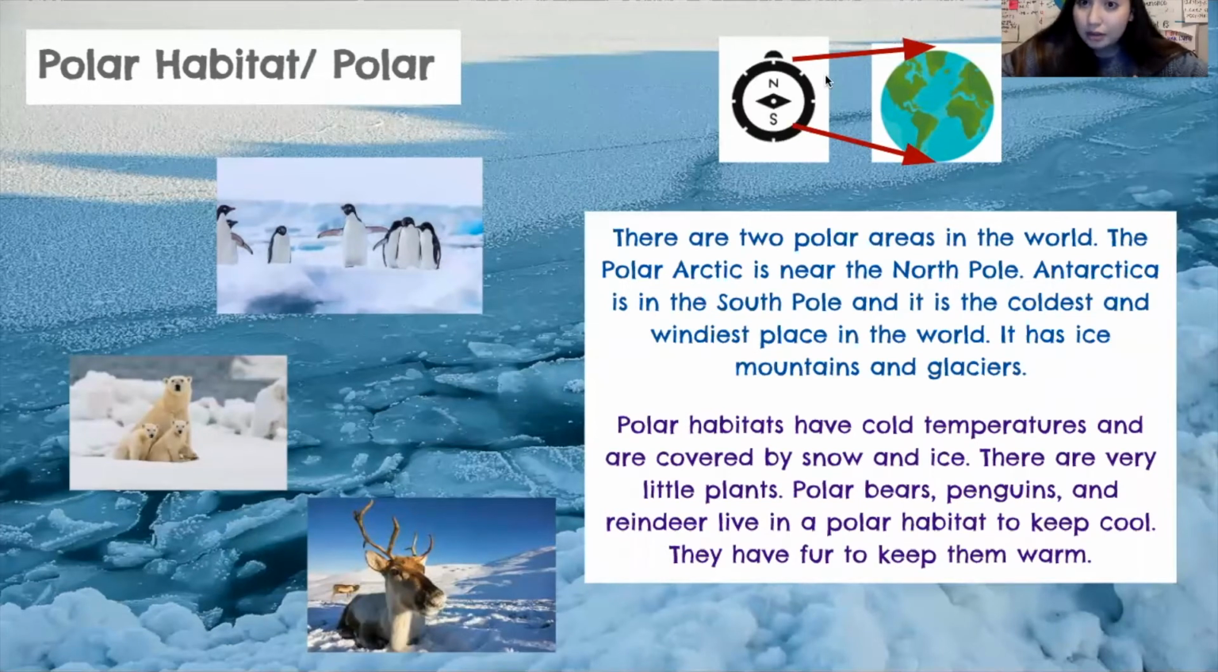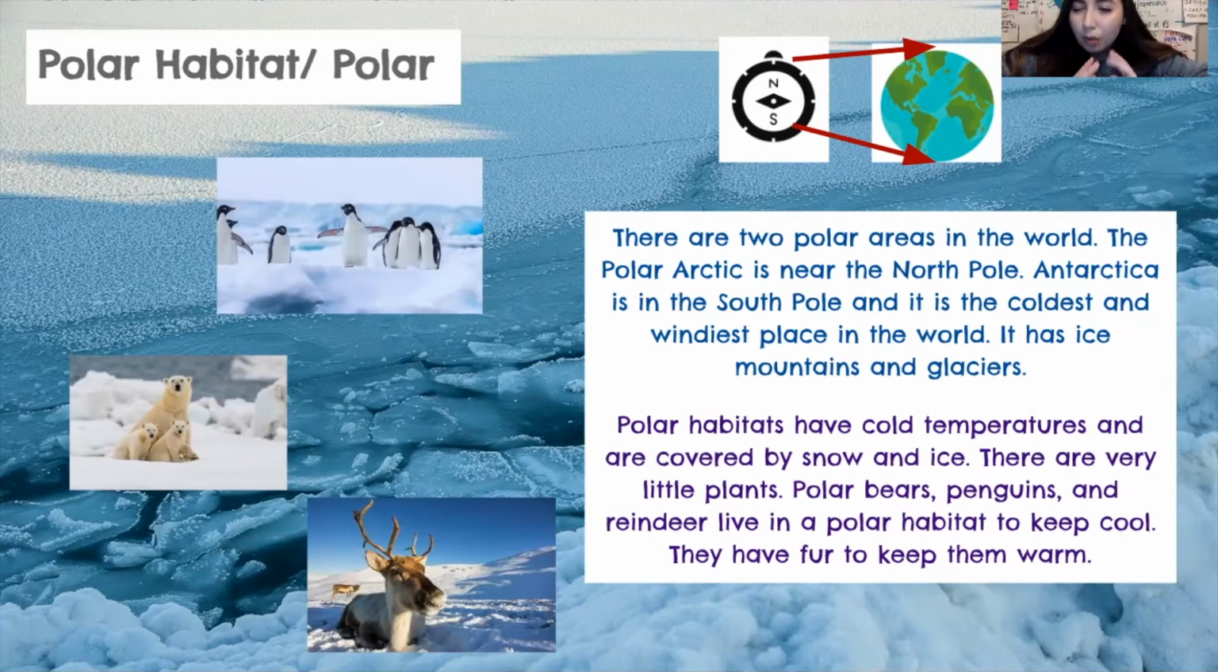The first one is the North Pole, right? Where Santa lives. The North Pole, that's at the top of our world. That's where one polar habitat is. And the second one is down here below in Antarctica, and that is in the South Pole. So those are the two polar areas in the world. And the polar Arctic is near the North Pole, and Antarctica is in the South Pole.